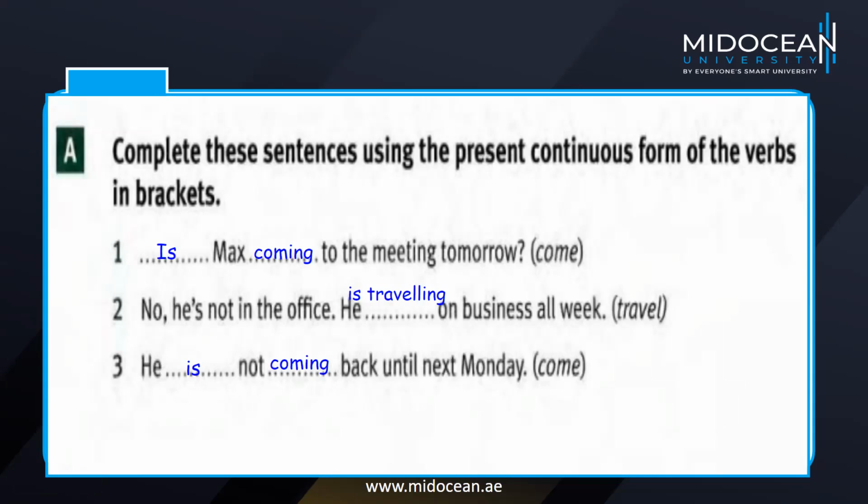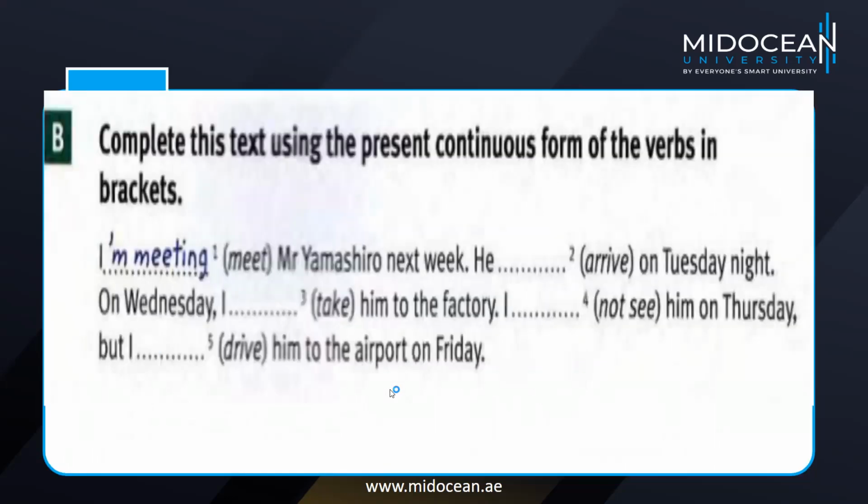Okay. Let's move to the next exercise. Complete this text using the present continuous from the verbs in brackets. Again, it's about the present continuous that I use to express something in the future. I'm meeting Mr.